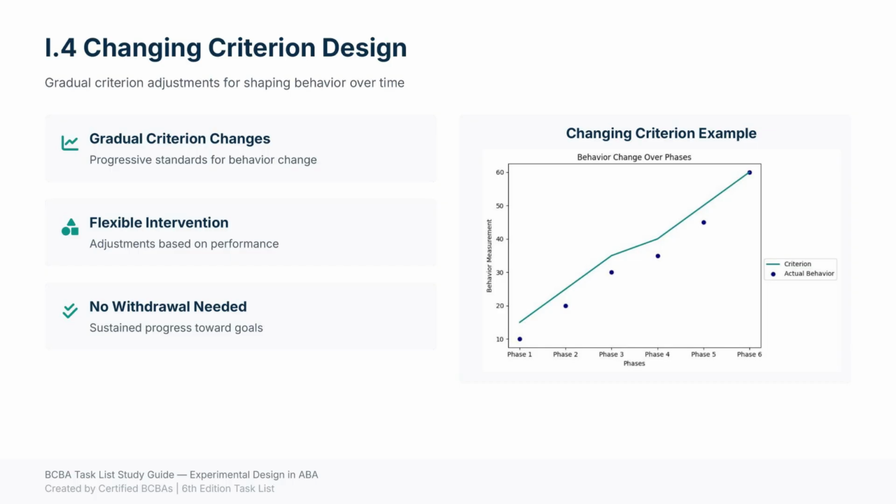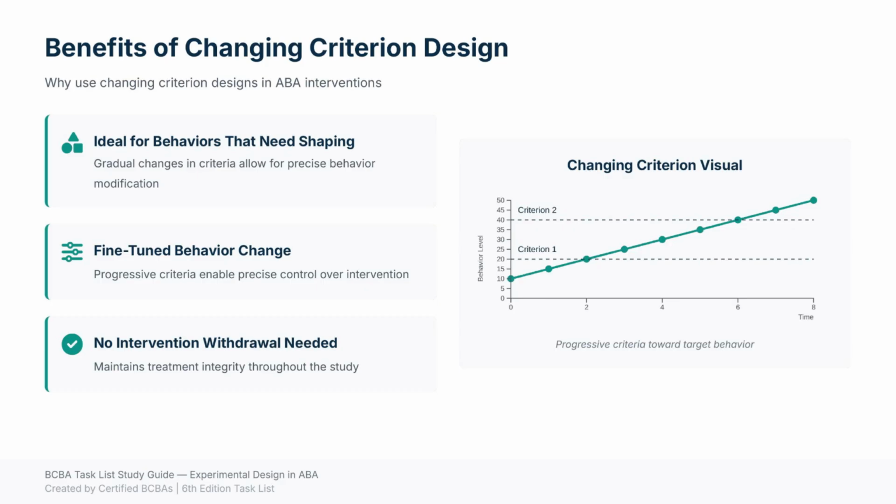For example, if a goal is to increase exercise duration, the criteria might progress from 10 minutes to 20 minutes to 30 minutes. If behavior consistently changes to meet each new criterion level, this provides evidence of experimental control. The key feature of this design is the systematic stepwise change in performance expectations. Changing criterion designs are especially effective for shaping behavior gradually.